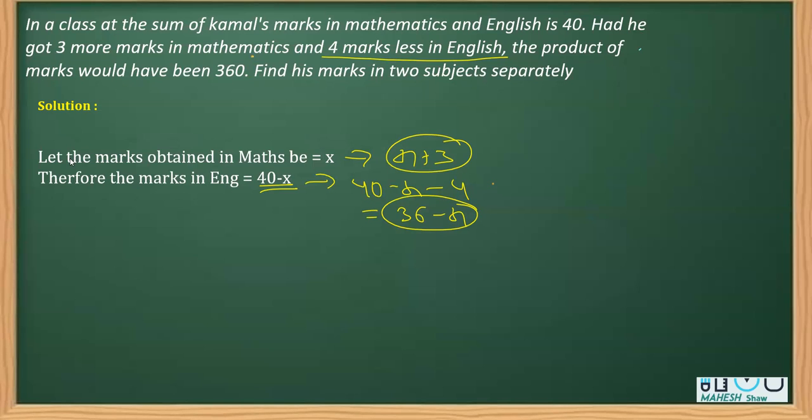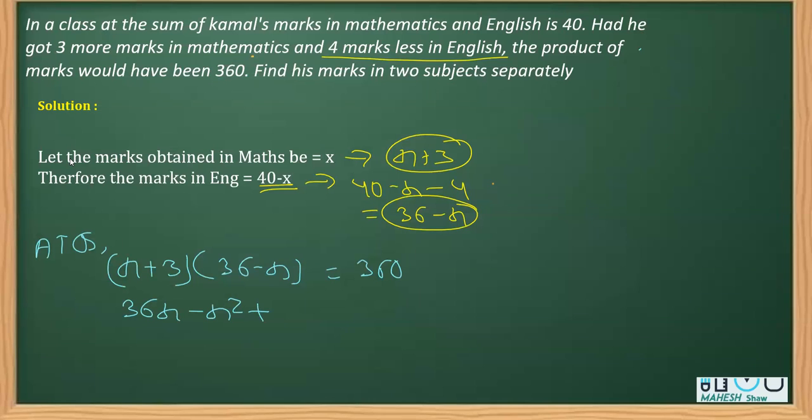So we can say now, according to the question, the product, right? We have to get the product as 360. So I can say that x plus 3, multiplied by 36 minus x, is equal to 360. Now I'll do further calculation. x into 36 is 36x. And x into x is minus x squared. 3 into 36 is 108. Minus 3x is equal to 360.